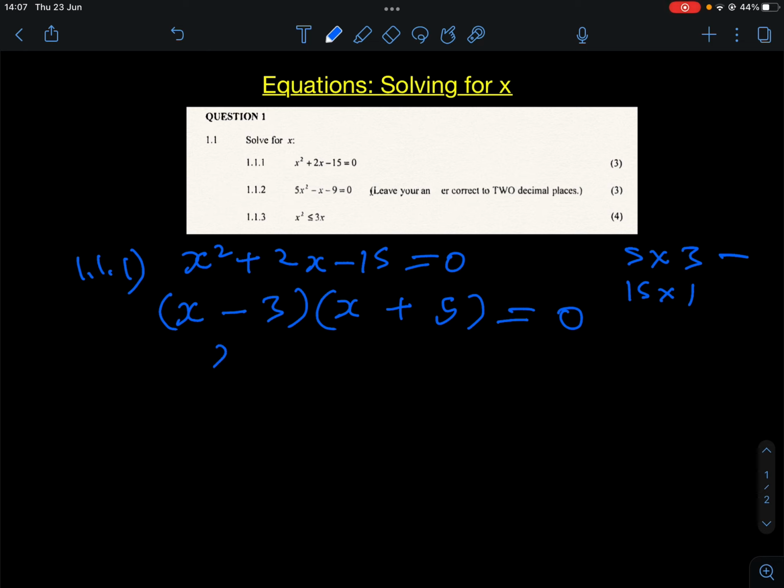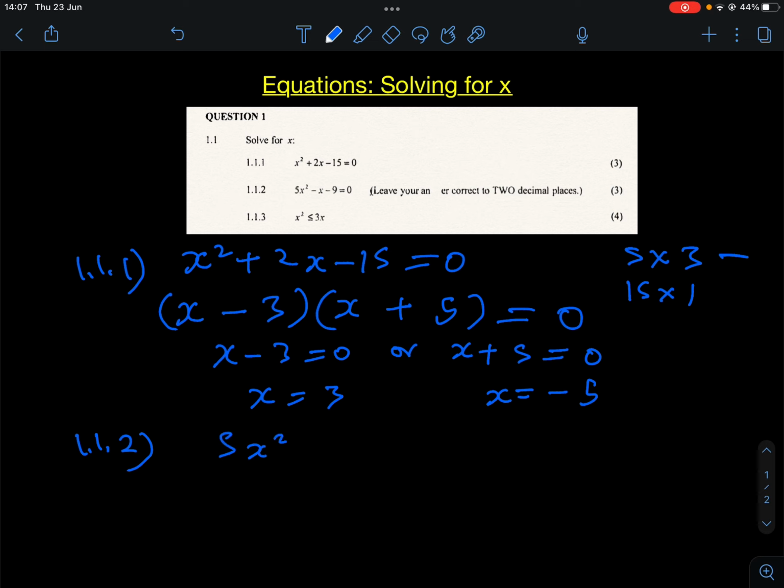So the answer to this is x minus 3 equals 0, or x plus 5 equals 0. So therefore our final answers are x equals 3 or x equals negative 5. The next question, 1.1.2, we have 5x squared minus x minus 9 equals 0.